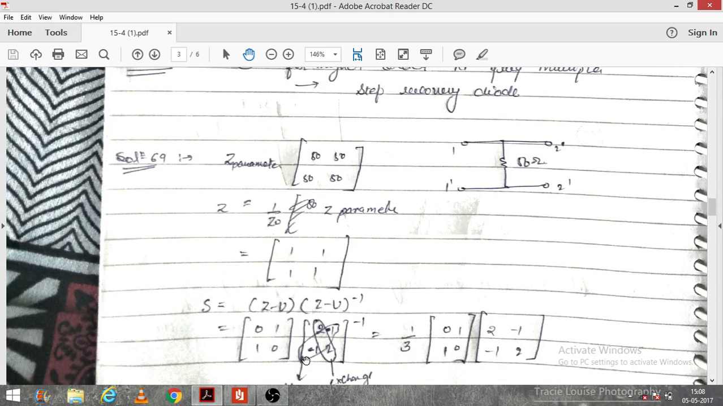And now the S parameter can be calculated as Z minus U, where U is the unity matrix, multiplied by the inverse of Z plus U. Z is 1 1 1 1, and we subtract the unit matrix 1 0 0 1 from it. So after doing that subtraction, we get that matrix, and now we have to calculate the inverse.